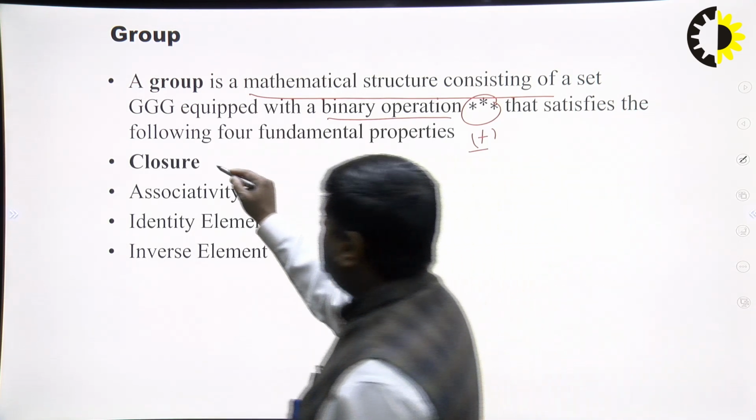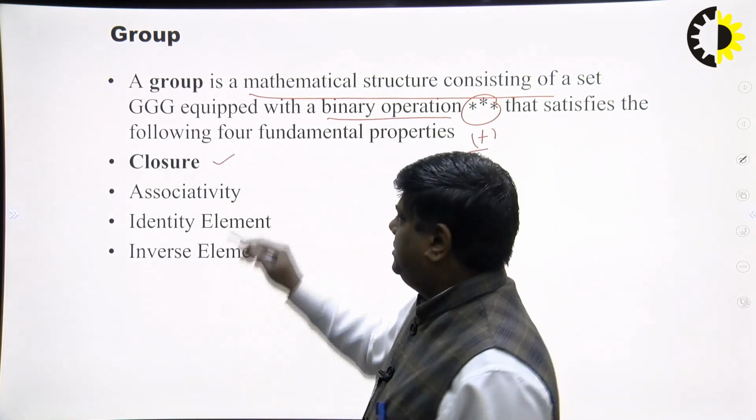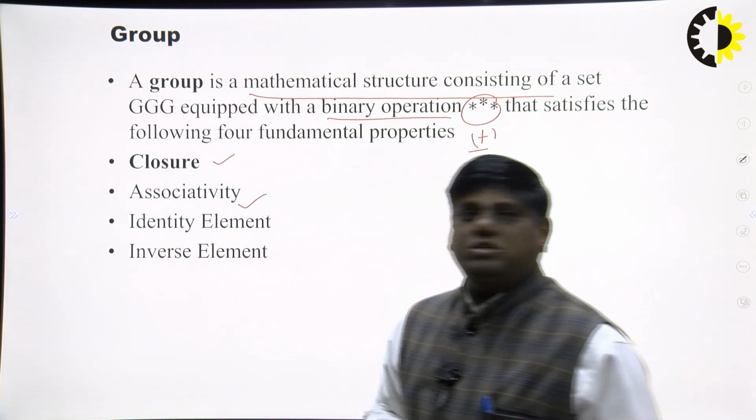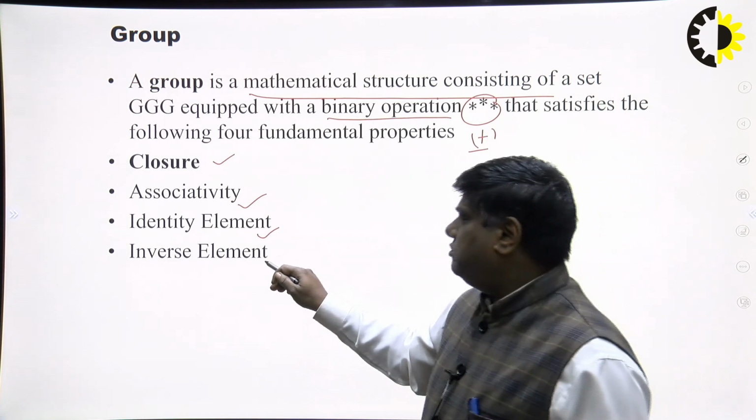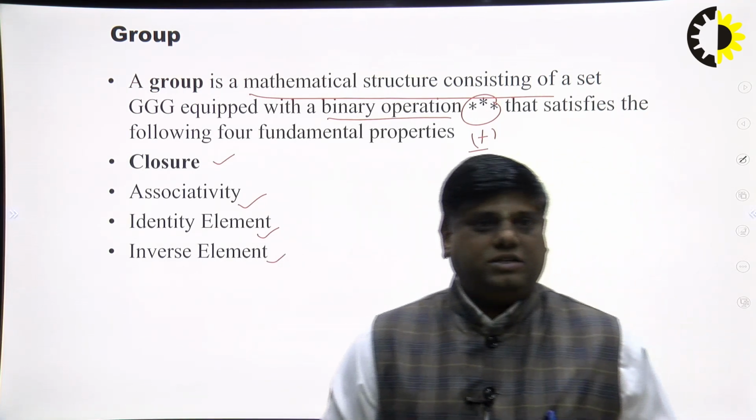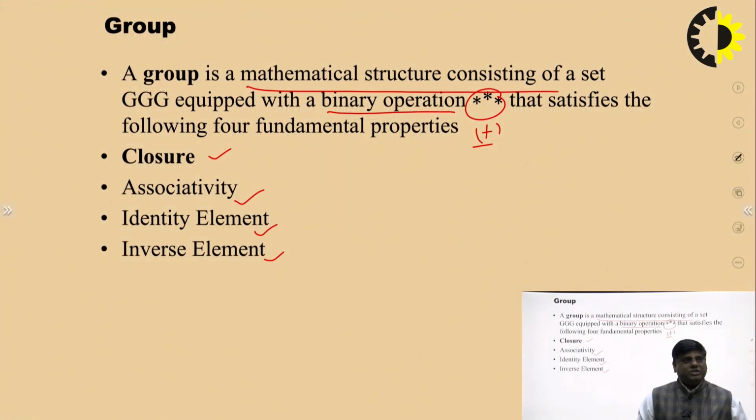The first one is the closure property. The second one is the associative law. The third one is the identity element, and the fourth one is the inverse element. If any algebraic structure or mathematical structure follows these four properties, then we can say that this algebraic structure is known as a group.